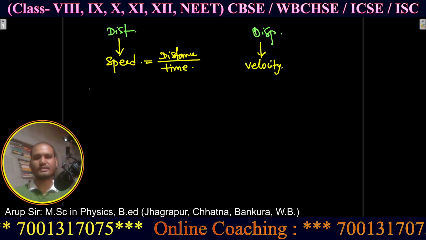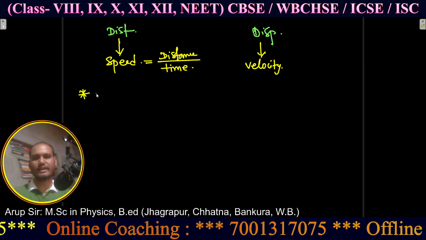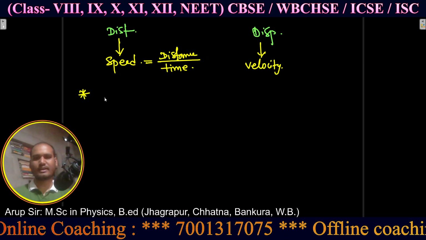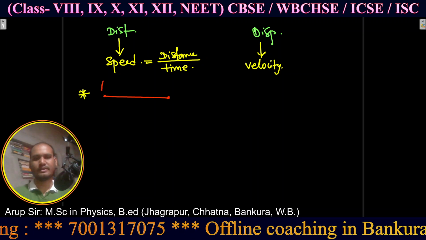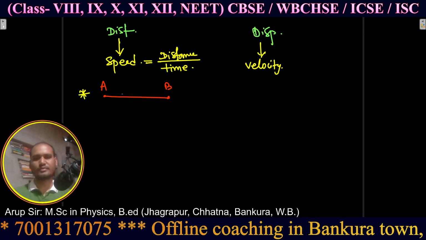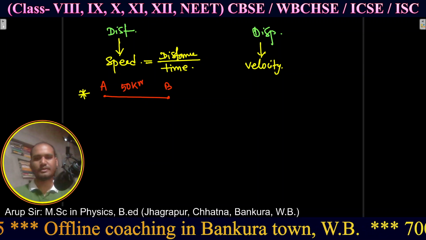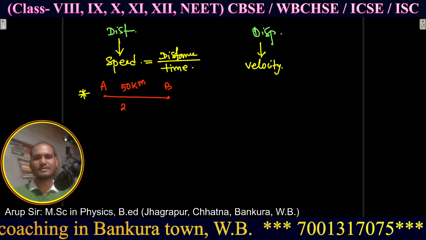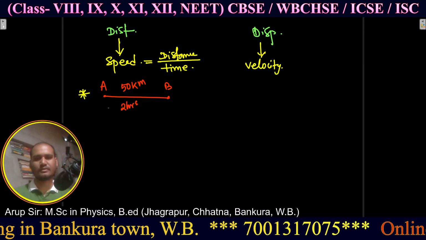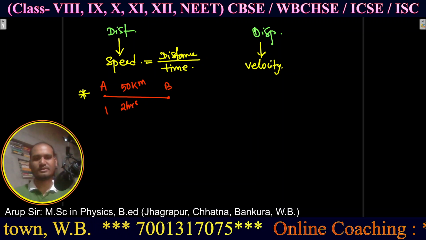Let us take one example. Let's consider that a car is there. Okay, a car is moving from this point to this point, from point A to point B. How much distance is it traveling? Let's suppose 50 km. 50 km it is moving. And how much time is it taking? That is 2 hours. Okay, 2 hours time it is taking. So it is T.